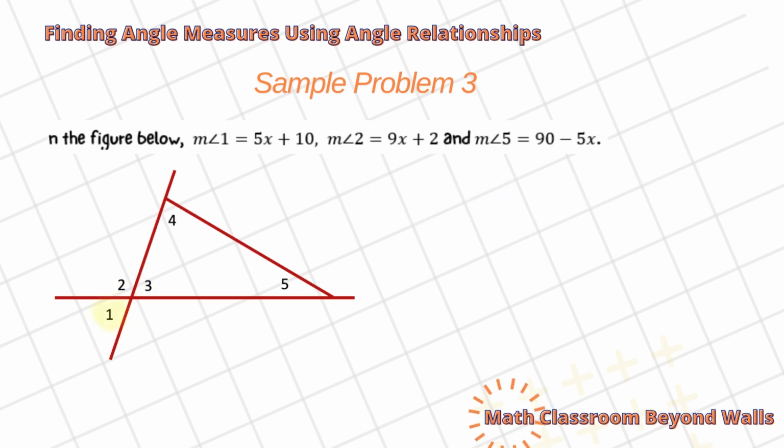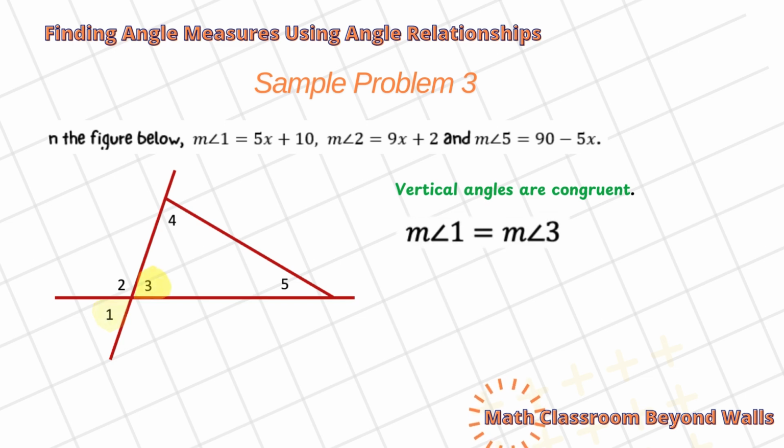What about angle 1 and angle 3? How are they related? Right, they are vertical angles and they are congruent. In equation form, we write it this way. The measure of angle 1 is equal to the measure of angle 3.